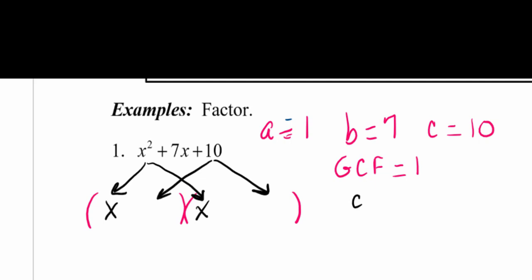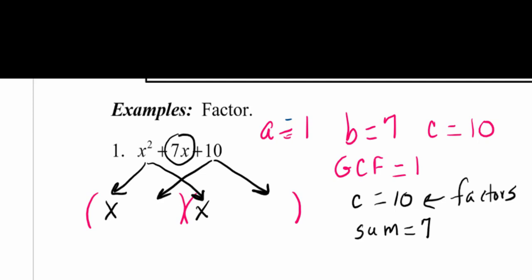So c is 10. And we're going to want 2 numbers that multiply, so factors of 10, 2 numbers that multiply to 10, but that add up to our middle term, to b. So the sum has to be 7. So 2 numbers that multiply to 10 and add up to 7, you know that's 2 and 5. They multiply to 10, they add up to 7. Notice how our constant c is a positive 10 and our sum is positive 7. So we're going to multiply a positive 2 and a positive 5 to get our 10.